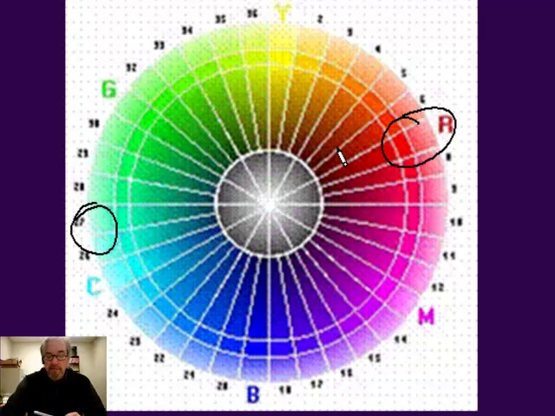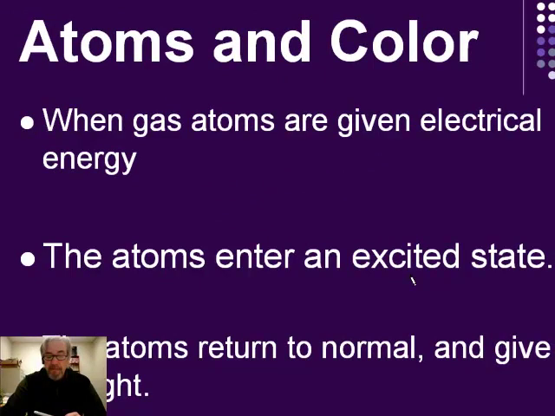It turns out that when gas atoms are put into a tube, sealed up, and then given electrical energy, the atoms do two things. First of all, they enter an excited state. They take the electrical energy that they've absorbed, and somehow they become excited. Now, excited for atoms doesn't mean that they're anxious for something to happen or looking forward to something. It just means they have more energy than they normally would.